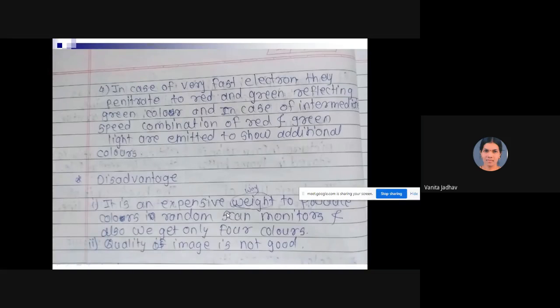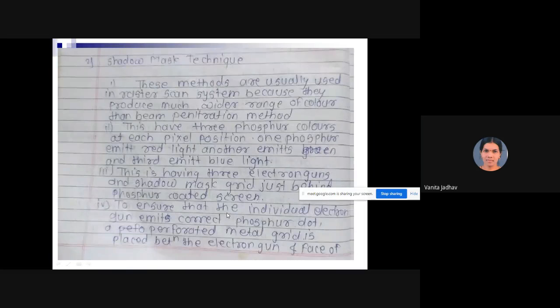So this is about the beam penetration technique. Regarding the shadow mask technique, these methods are usually used in raster scan displays because they produce a much wider range of color than the beam penetration method. They have 3 phosphor colors at each pixel position. One phosphor emits red light, another emits green, and the third emits blue.